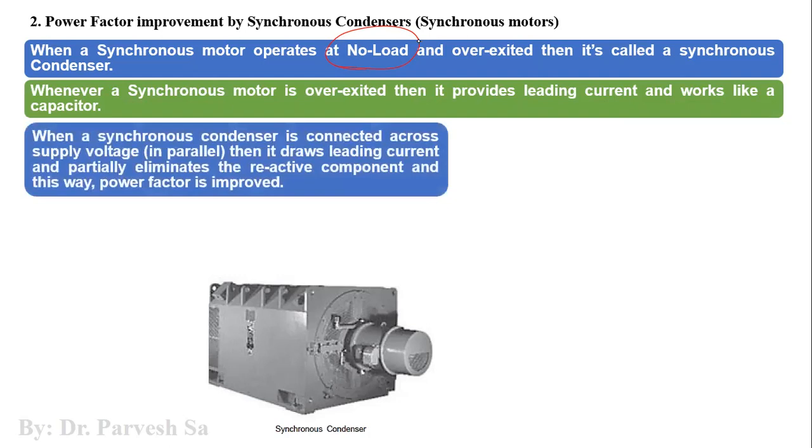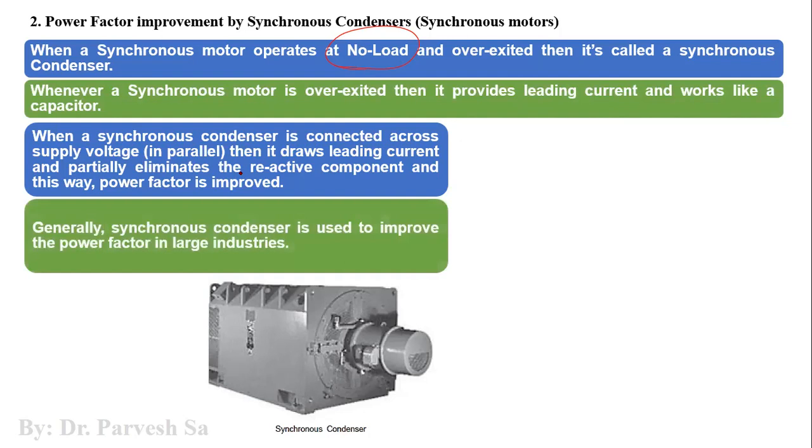Okay. Now, when we connect a synchronous condenser across the supply in parallel, it will try to draw the leading current, and it will eliminate the reactiveness. That means it behaves as a capacitor. It behaves as a static capacitor, as we discussed in the previous slide. So by doing so, what will happen? The power factor will definitely improve, right? The synchronous condensers are used in the large industries where we have large machineries, large power rating devices used, right? So there we make use of synchronous condensers to improve the power factor, right?